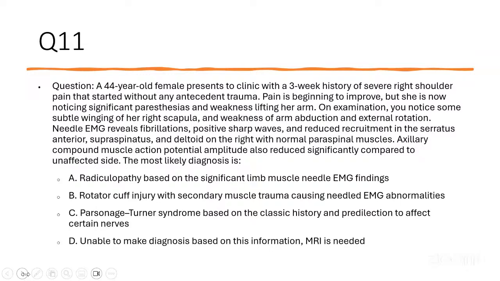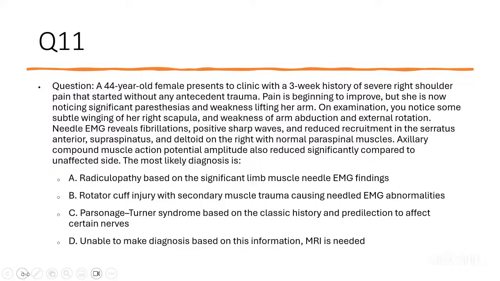Now let's go to the upper limb. A 44-year-old female presents to clinic with a 3-week history of severe right shoulder pain, started without any antecedent trauma. Pain is beginning to improve, but she is now noticing significant paresthesias and weakness lifting her arm. On examination, some subtle winging of her right scapula, weakness of arm abduction, and external rotation.